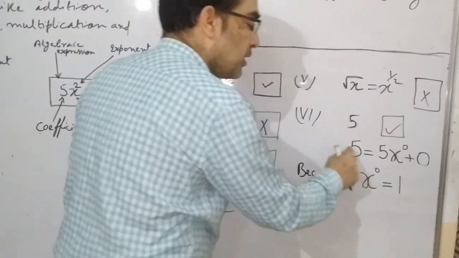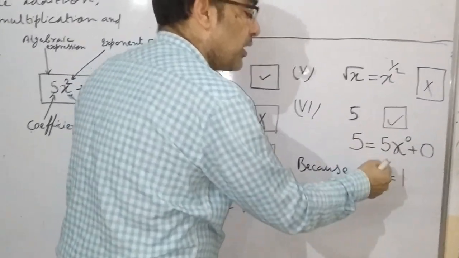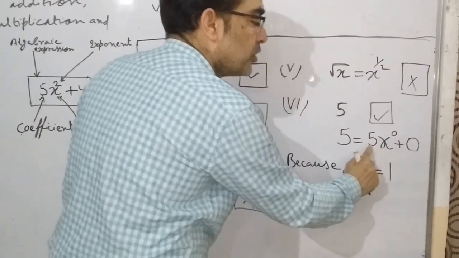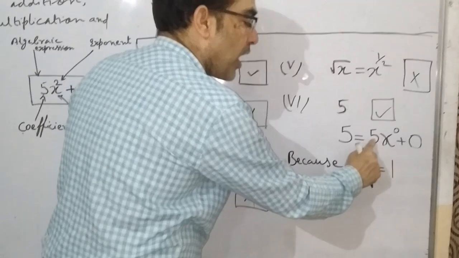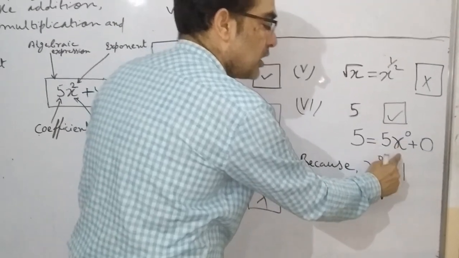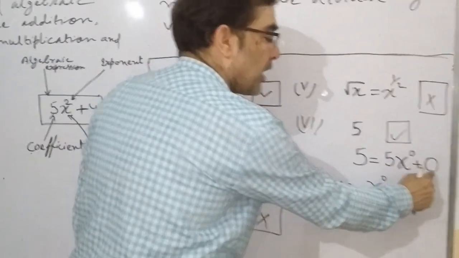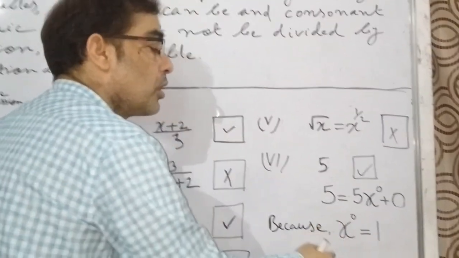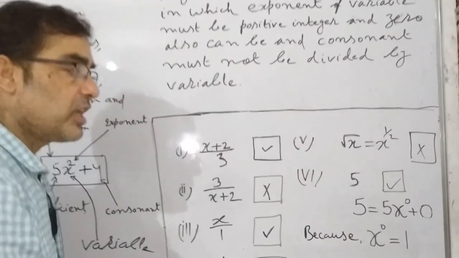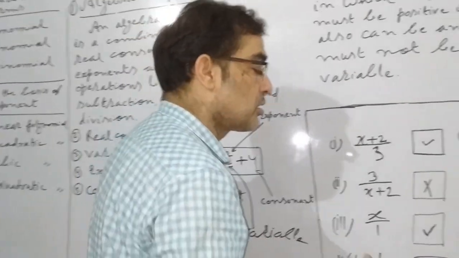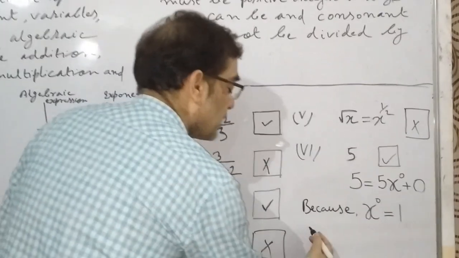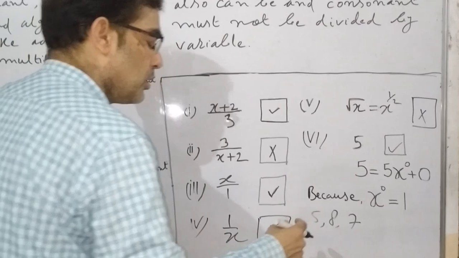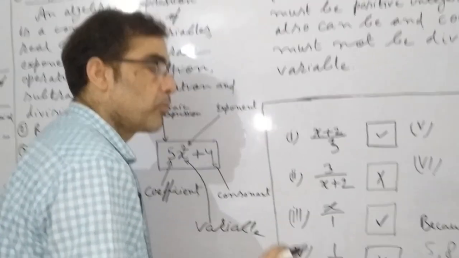Here you will see that in 5 you will find everything: variable, degree, constant and coefficient. 5 is the coefficient, x is the variable, 0 is the degree and the other 0 is the constant. So now 5 is also a polynomial. Every integer is a polynomial. Either 5, 8, 7, every integer is a polynomial.